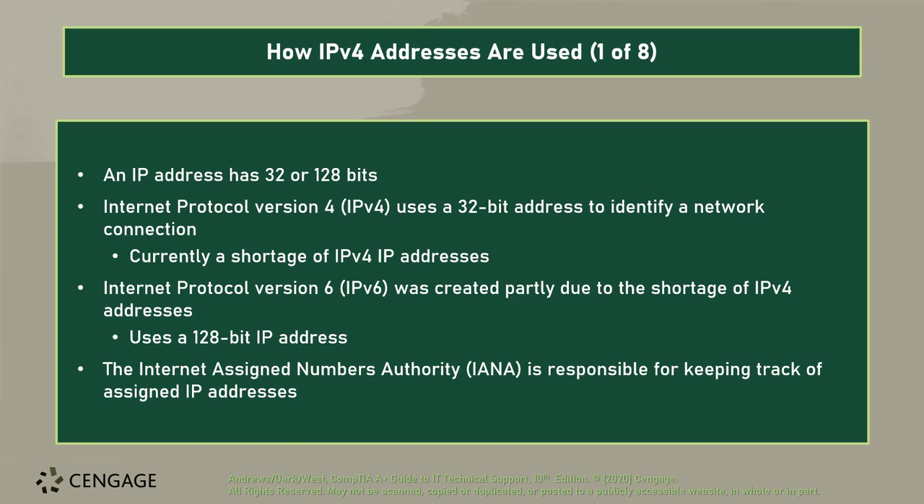Now, the population of the planet, last time I looked, was passing near 8 billion. It's a pretty substantial amount. So if we assume that every person on Earth only has one device, we would have run out a long time ago. Now, IPv6 was created partly due to this shortage, and it uses a 128-bit address space.